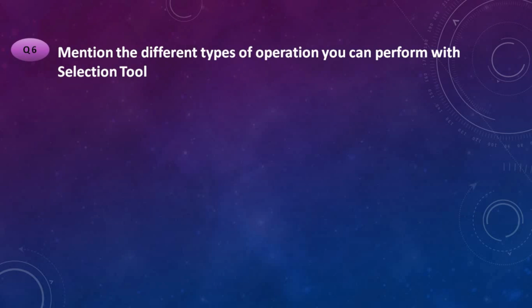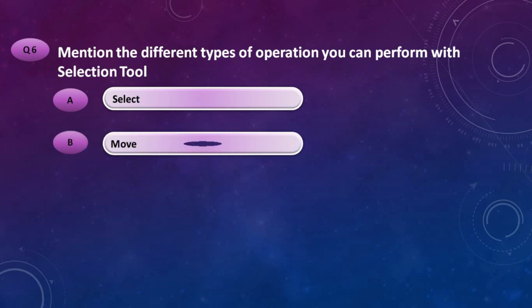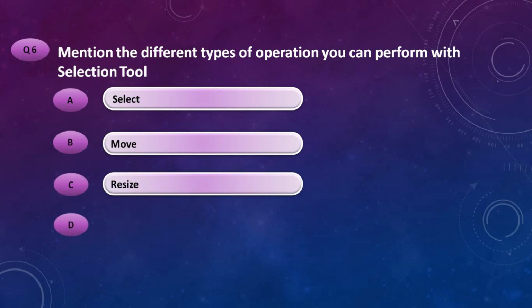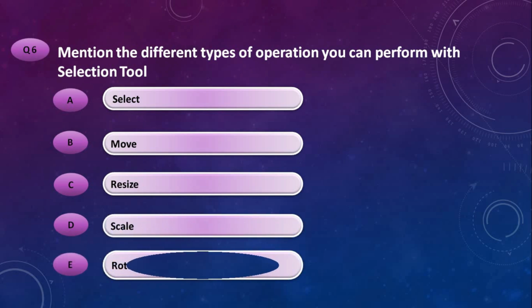Mention the different types of operation you can perform with selection tool. With selection tool, you can select the object, move, resize the object, scale the object, and rotate the object. The types of operation you can perform with selection tool are select, move, resize, scale, and rotate.